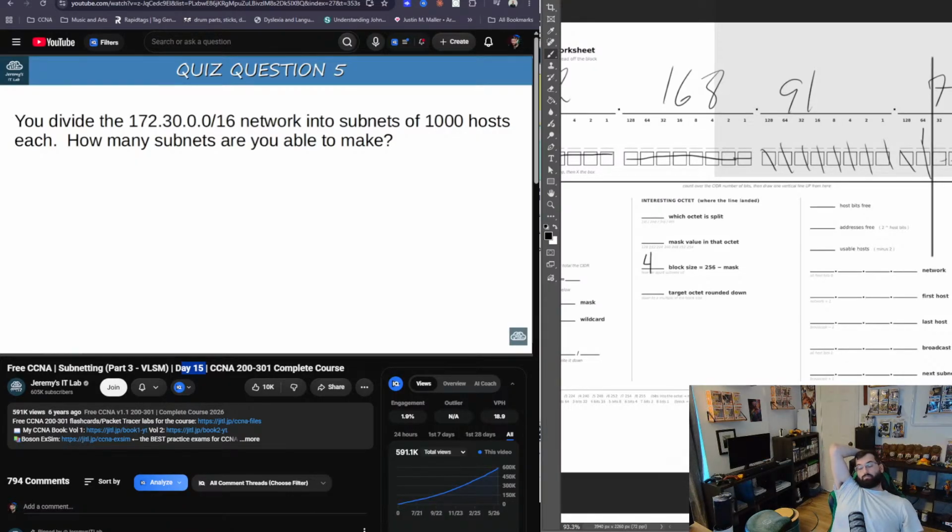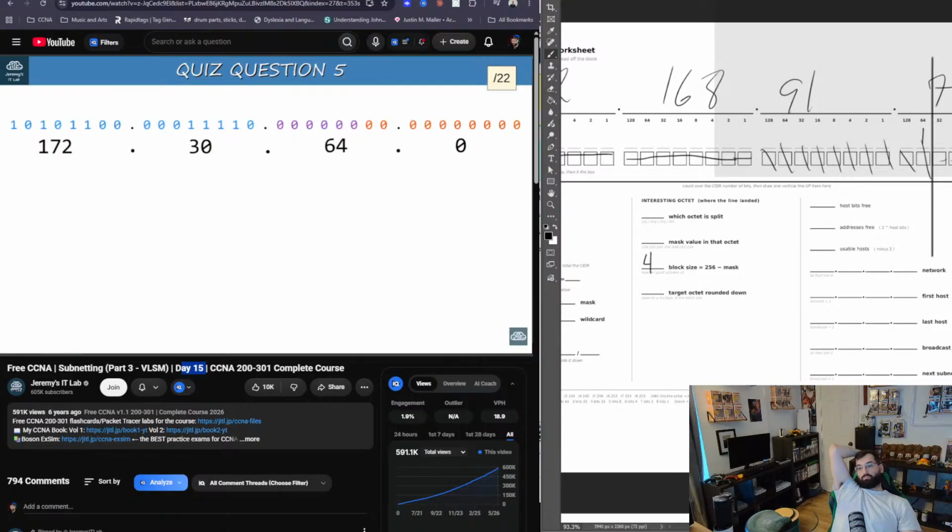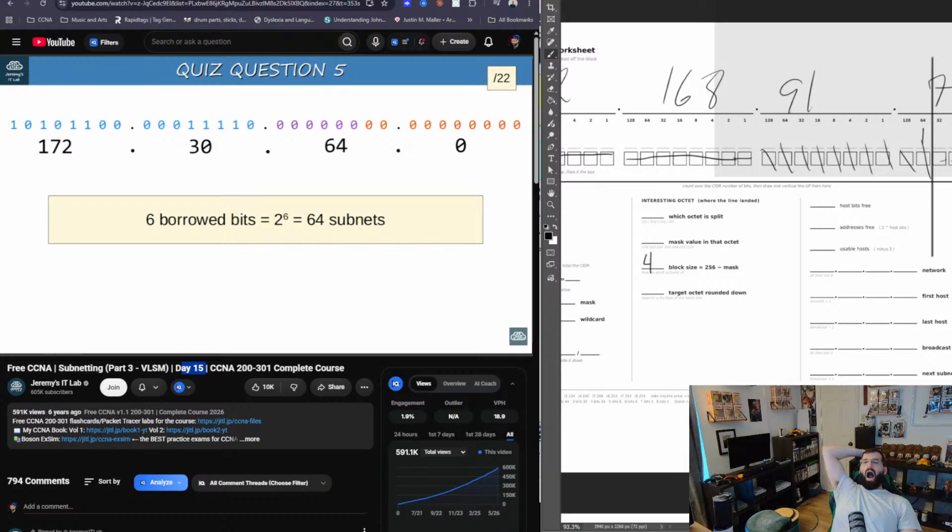Well, to know how many subnets we are able to make, we have to know how many bits we can borrow. But to know how many bits we can borrow, we need to find how many host bits we need for 1,000 hosts. We will need 10 host bits for 1,000 hosts, because 2 to the power of 10 minus 2 allows for 1,022 hosts. That will leave us with 6 borrowed bits. 6 borrowed bits means we can make 64 subnets. So that's the answer to question 5.